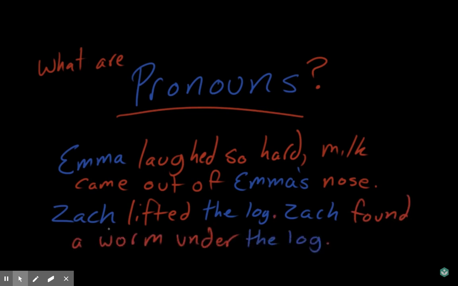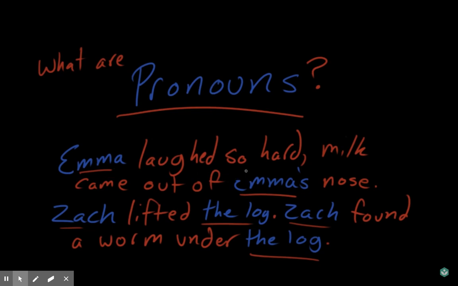So these sentences don't have pronouns, but what they do have is repeated nouns. We have Emma, and then we say Emma's again, and then we say Zach and the log, and then we say Zach and the log. But people are smart, right? We have relatively long attention spans. And so if we start off a sentence talking about Emma, and we're pretty sure that we're still talking about Emma, we don't need to say that name twice. We don't need to say Emma and then Emma again.